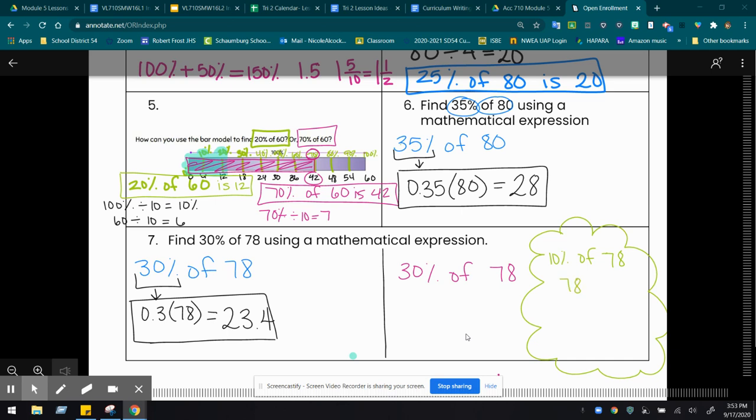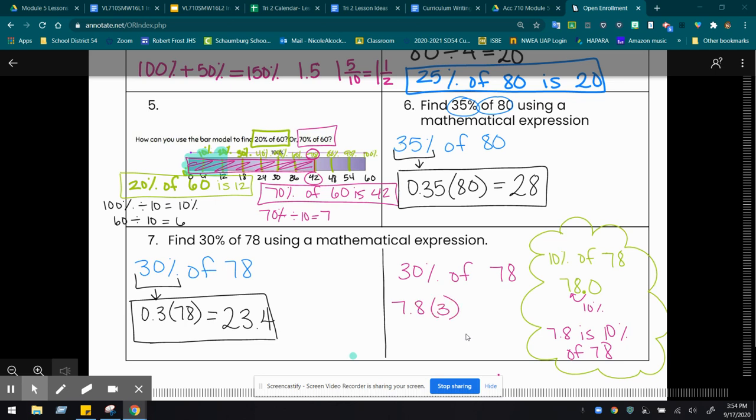So here's my 78. Technically, there is a decimal at the end. We just don't typically write it. I could even write it as 78.0. And then all I do is move the decimal place over 1 space. That represents 10%. So 7.8 is 10% of 78. But I don't want 10%, I want 30%. Well, I can use that 3 times because 3 10%s is 30%. So I'm going to do 7.8 times 3.